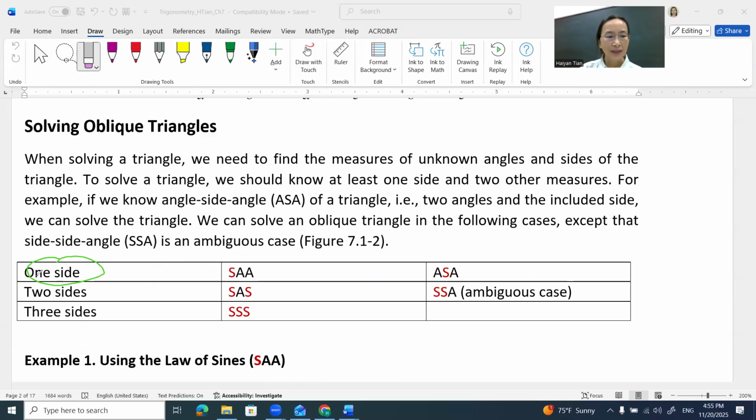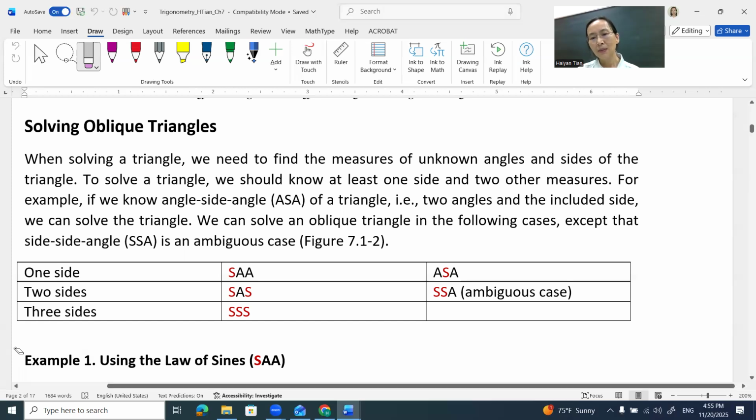The other category is that we know two sides. So it could be side, angle, side. That means the angle between the two sides is given. So in addition to knowing two sides, the angle formed by the two sides is known as well. So that is side, angle, side. And another case is side, side, angle. So if we know one side, the next side, and the angle, that case is ambiguous.